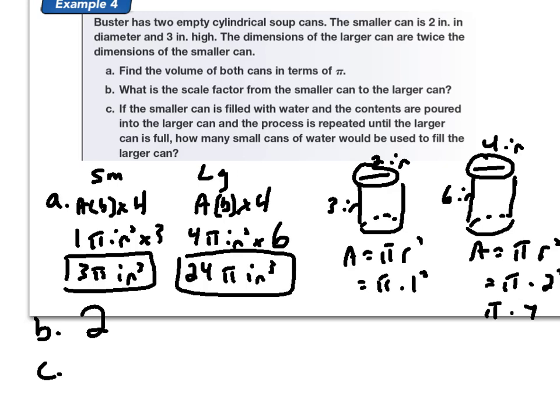Then it says if the smaller can is filled with water and the contents are poured into the larger can and the process is repeated until the big can is full, how many small cans of water will be used to fill the larger can? Well, look at this here. The volume of the smaller can is 3 pi and the volume of the larger can is 24 pi. So I want to figure out how I get from 3 to 24. How many cans would that take? 24 divided by 3 tells me I would need 8 cans. So 8 of the smaller cans would fill up one of the larger cans if it's twice as big.